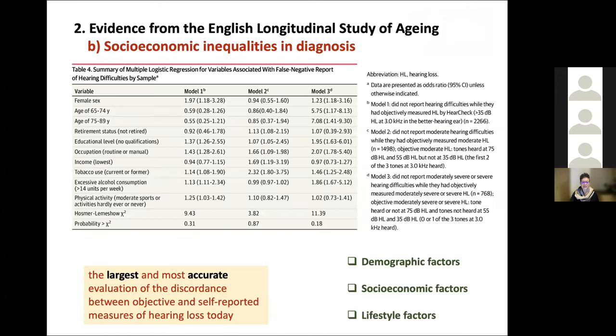Significant predictors for this misreporting were female sex, so women did not recognize their hearing difficulties correctly; people with no educational qualifications; and people working in routine or manual occupations, who responded that they have good, very good or excellent hearing despite having disabling hearing loss. Those with tobacco consumption and alcohol intake above the low risk level guidelines, and those lacking moderate physical activity. So lots of socioeconomic and lifestyle factors affected the total misreporting.